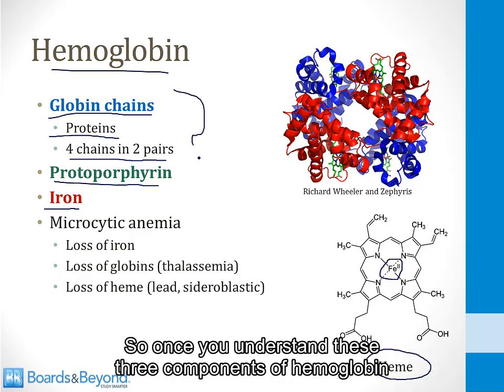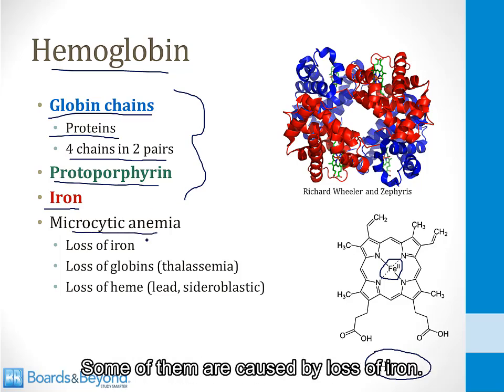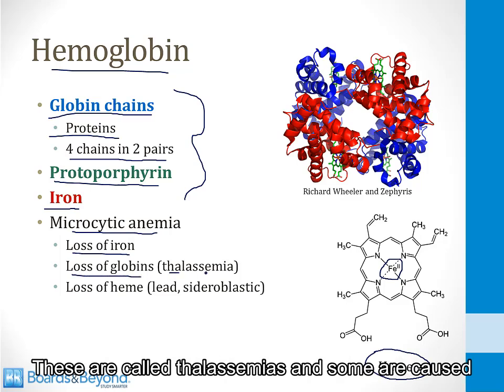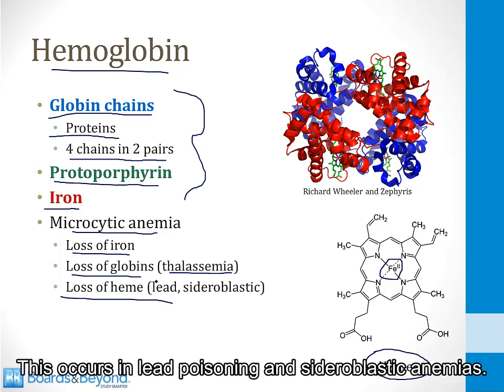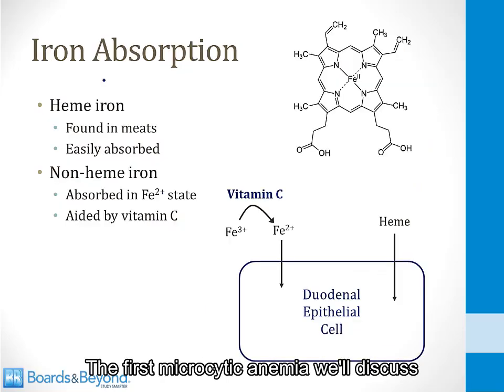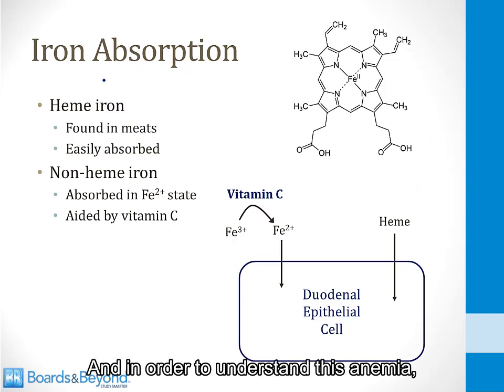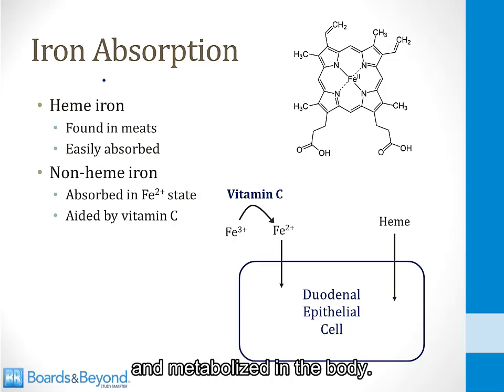So once you understand these three components of hemoglobin, it's very easy to understand the microcytic anemias. Some of them are caused by loss of iron, some are caused by loss of globin chains, these are called thalassemias, and some are caused by inability to produce heme molecules. This occurs in lead poisoning and sideroblastic anemias. The first microcytic anemia we'll discuss is iron deficiency anemia, and in order to understand this anemia, we have to review some details about how iron is absorbed and metabolized in the body.